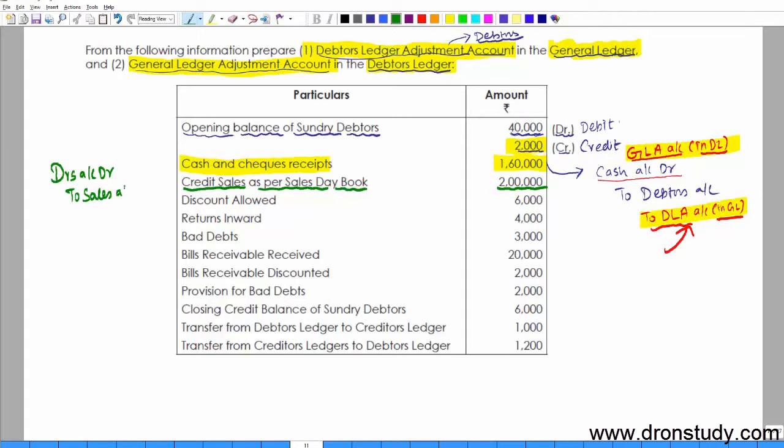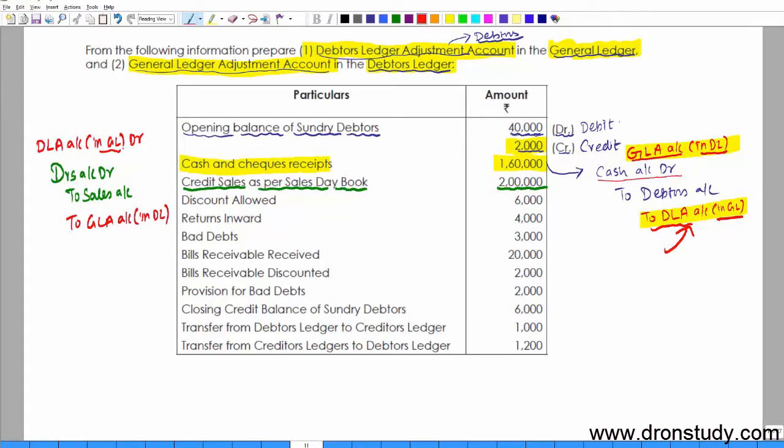This will be the normal accounting entry. In self-balancing, this is going to be debtors ledger adjustment account in general ledger, and that should be debited, and credit should go to general ledger adjustment account in debtors ledger. Fine. So first we should go to general ledger.